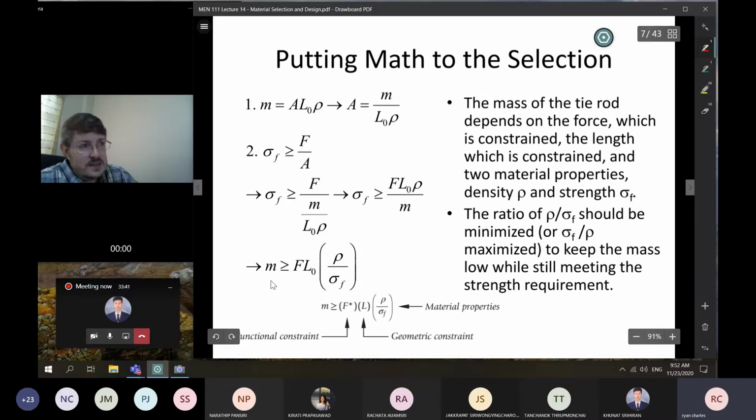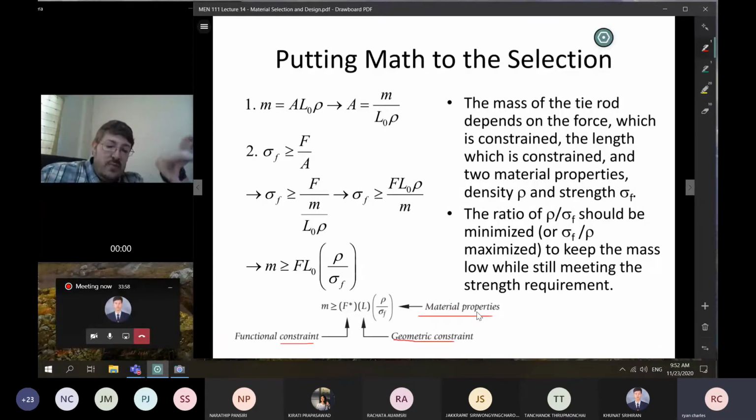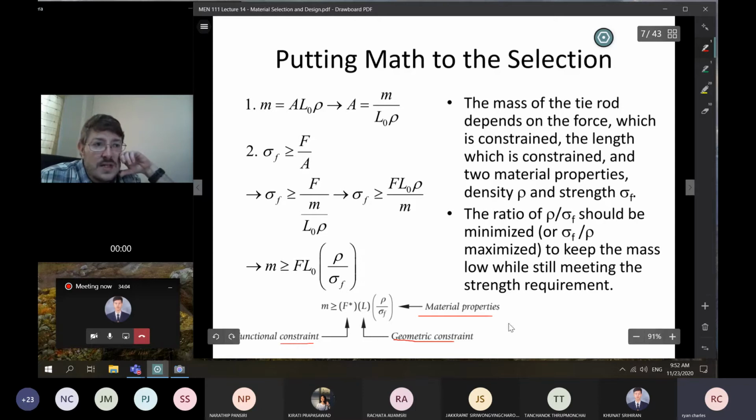Where we now have mass, and we have force times length times density divided by this strength term. So here's our functional constraint, here's our geometric constraint, and here are the material properties. Ashby is separating the variables into different categories, and now he's got a material property term here, density divided by a strength term. So the mass of the tie rod depends on the force, which is constrained, the length, which is constrained, and two material properties, density and a strength term.